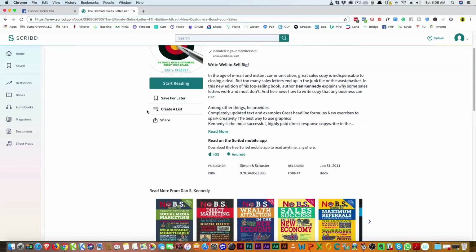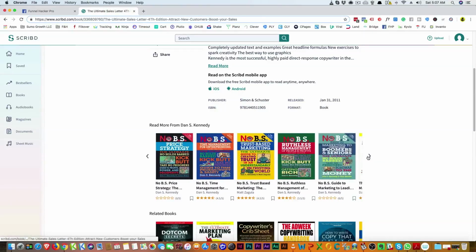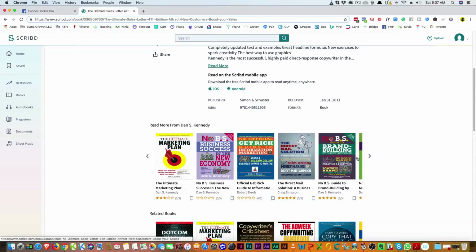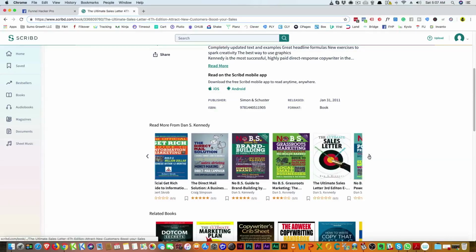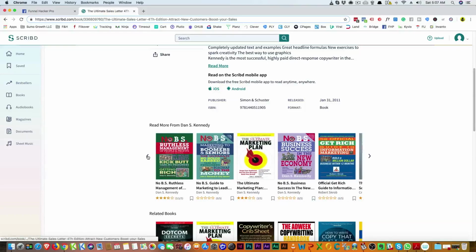But look down here below, more of Dan Kennedy, and you can just read all of his stuff. The No Bullshit Guide to Direct Response, read that. The No Bullshit Guide to Marketing, Direct Marketing, definitely read that. And just keep going through and reading all of the No Bullshit stuff from Dan Kennedy that has anything to do with marketing, or like the ultimate marketing plan here. Anything that has to do with marketing or sales. But the ultimate sales letter is a definite read right there.